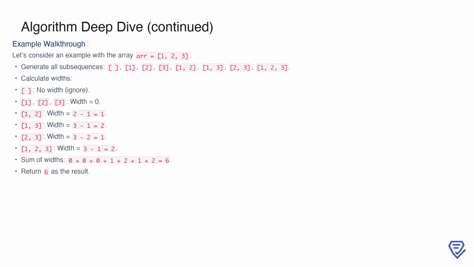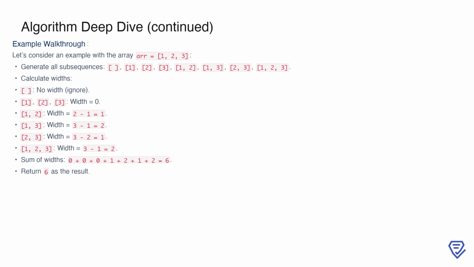To make this process clearer, let's walk through an example with the array [1, 2, 3]. First, we generate all subsequences: [1], [2], [3], [1, 2], [1, 3], [2, 3], and [1, 2, 3]. Next, we calculate the widths for each subsequence. The empty subsequence is ignored since it does not contribute to the sum.